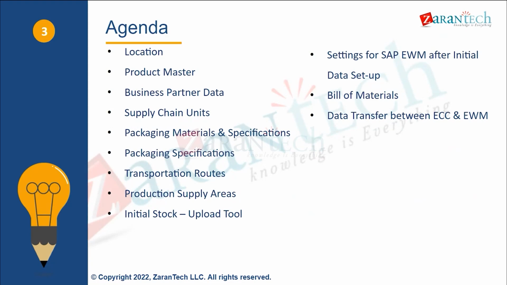It's master data. We'll cover the locations, master data, product master, business partner data, supply chain units, packaging materials and packaging specification. Then transportation routes, production supply area, initial stock upload, how we do it in EWM, and settings for EWM after initial data setup. Then bill of materials. This is not that much required, but we'll consider it. And then the data transfer between ECC and EWM. For this, we'll have another separate session. So till here, we'll cover all these topics.